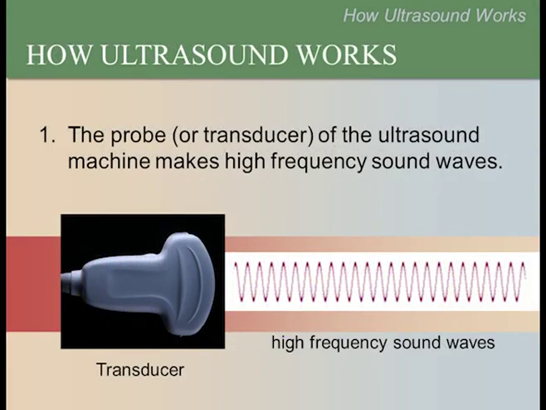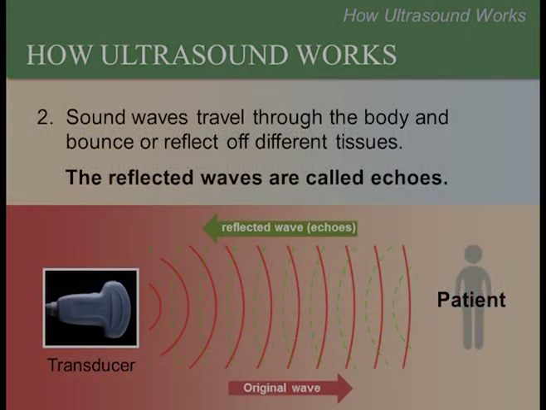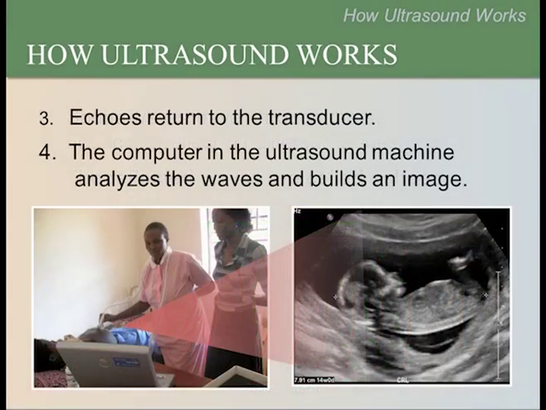The process to create an ultrasound image is fairly simple. First, the transducer produces high-frequency sound waves that the human ear cannot hear. Those sound waves travel through the body and bounce off different tissues. In this diagram, the transducer is on the left and the patient is on the right. The red lines represent the sound waves sent into the body by the transducer. The green lines are the reflected sound waves that return to the transducer from the body. These reflected waves are called echoes. The reflected echoes go back to the transducer, and the computer analyzes these waves and builds an image.